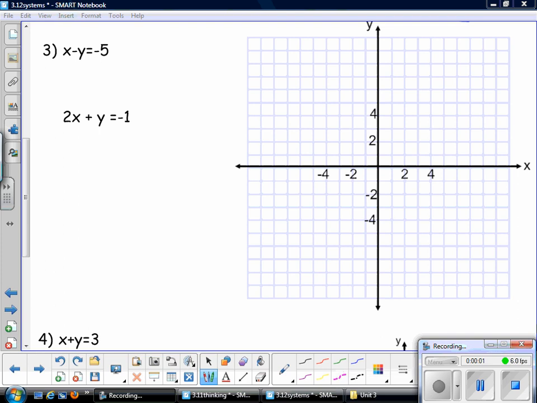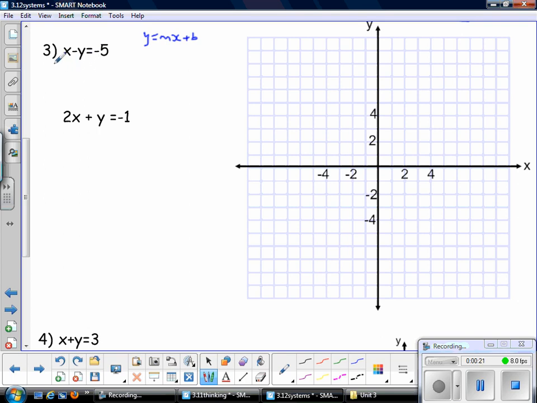All right, so our last two examples. You can see that in this next example, we do not have the equation in y equals mx plus b. So that is our first task, to get both equations into that form. So let's do both equations first.